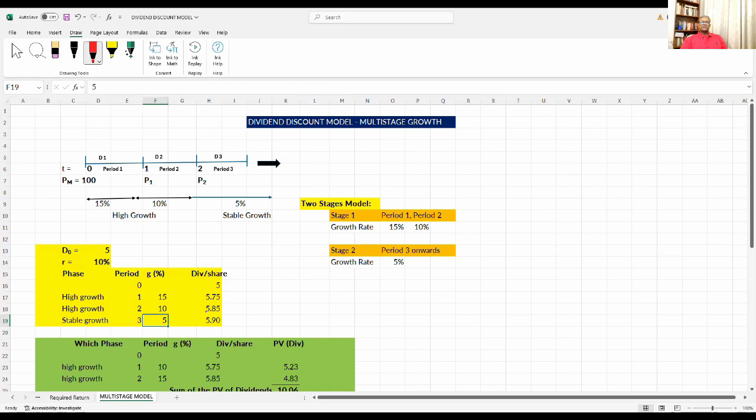Okay, similarly, 10% of this value becomes 5.85. It's not really 10% of this value, but if we apply a 10% growth on this, it becomes 5.85. And then if we apply a 0.9. So what we get is that these are the dividends that are paid in period 1, that is year 1, year 2, and year 3 onwards.